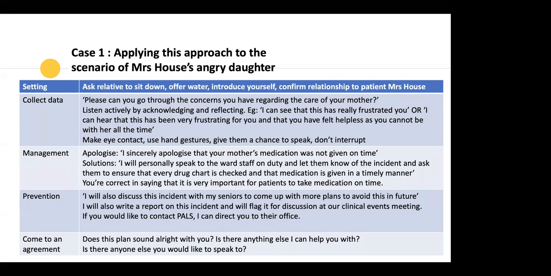And then, like you correctly said, you can refer them to PALS, and generally there's an office everywhere in the hospital. You could just say, I'll give you the direction to PALS. And then finally, you need to come to an agreement. So like you did really well, ask the patient if this plan sounds good with them, if there's anything else you could help with, and if there's anyone else they would like to speak to. So I think well done. Thank you for that.